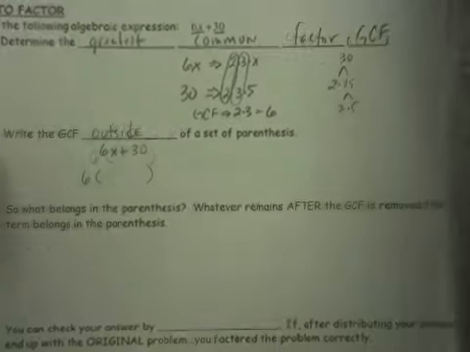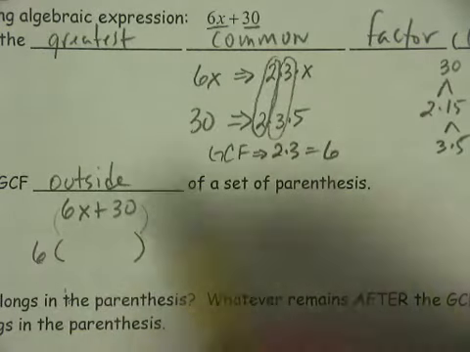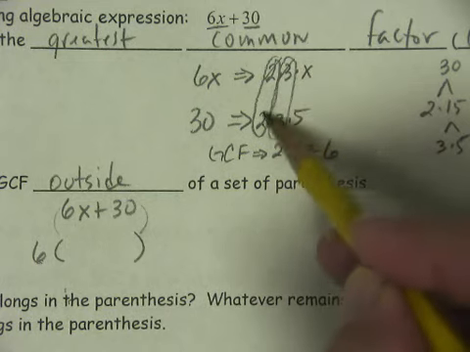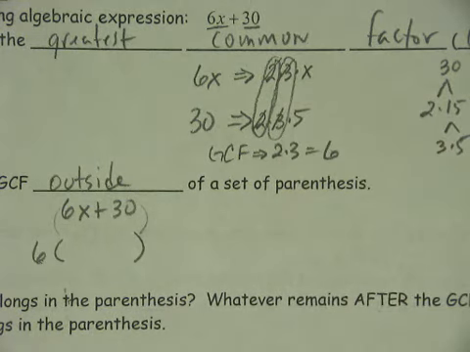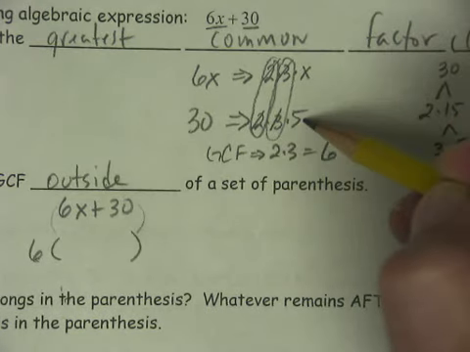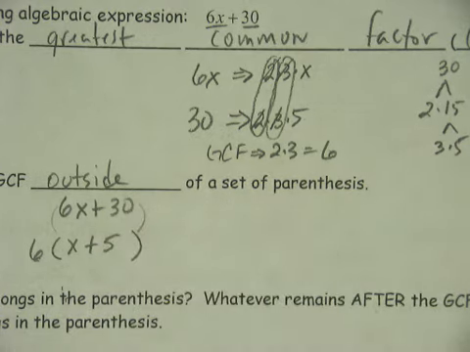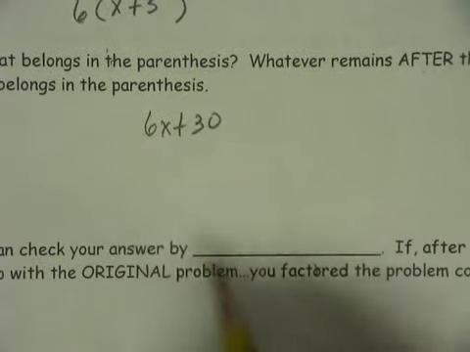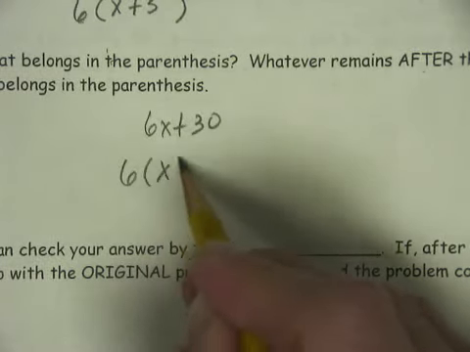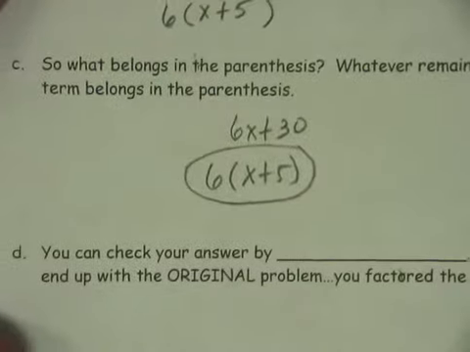So if I go back up to here, whatever is not removed, well, if I put the 6 on the outside, if I remove the GCF from both of those, I'm left with an x in the first part and a 5 in the second part. So it's going to be x plus 5. So my answer on this one, if this is my original, is 6 times the quantity, x plus 5. And I just factored.